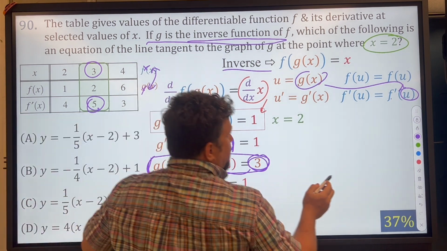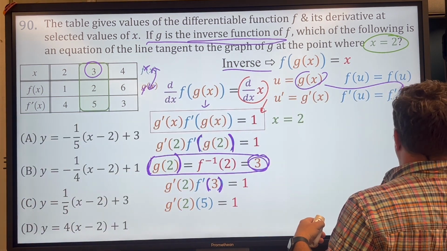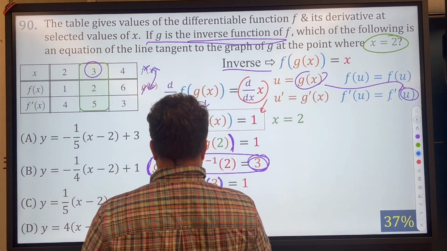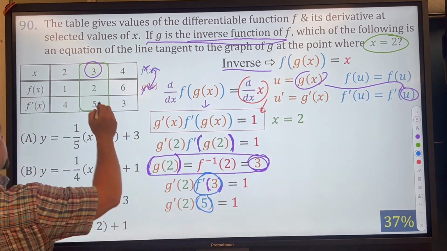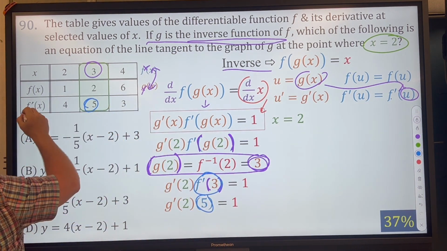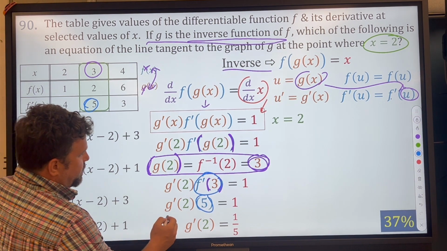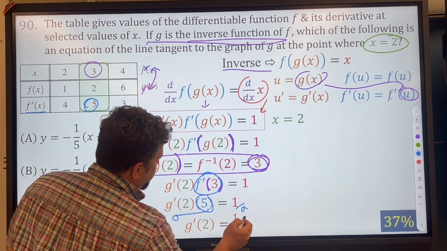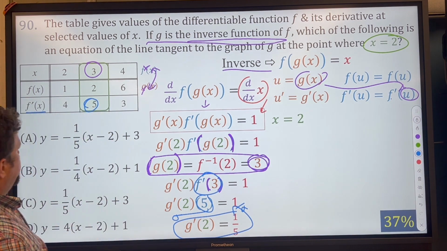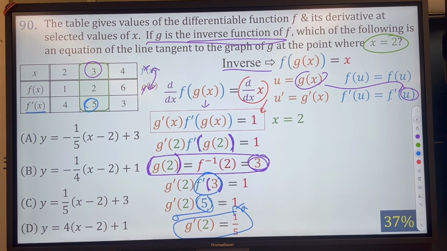Oops, let me use a different color so I don't confuse you. This equals this, f prime of 3. All right. g prime 2 is what we're looking for. That equals, we divide both sides by 5, 1/5. All right. So that is our m.